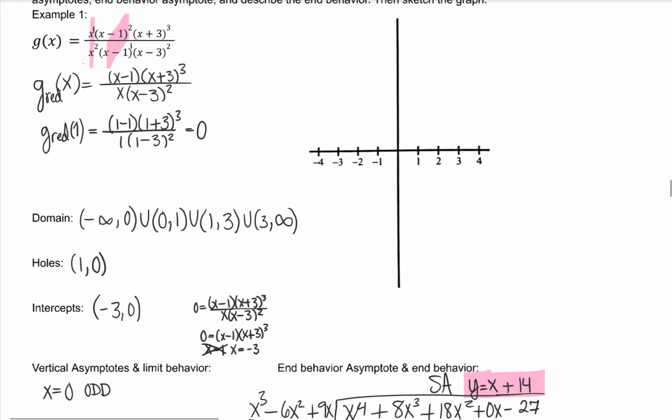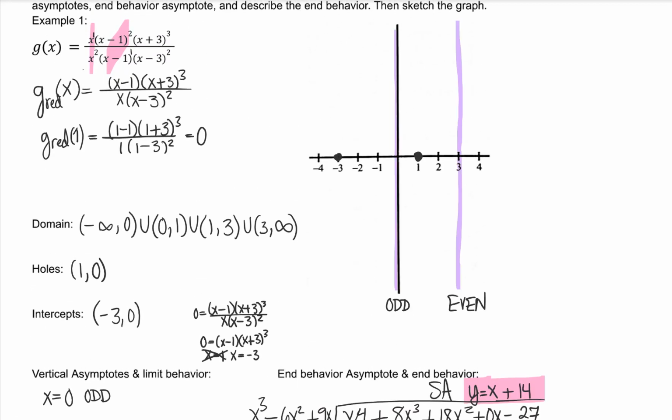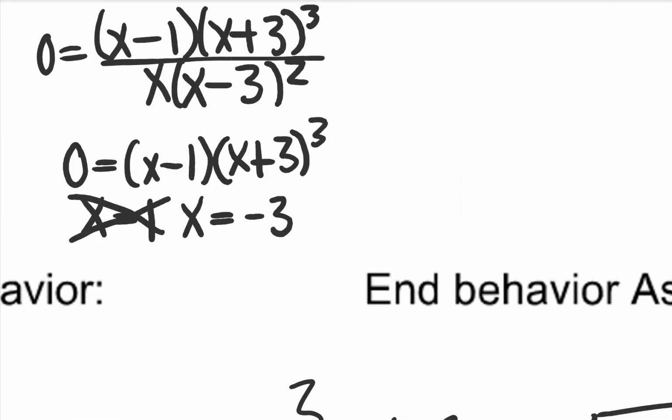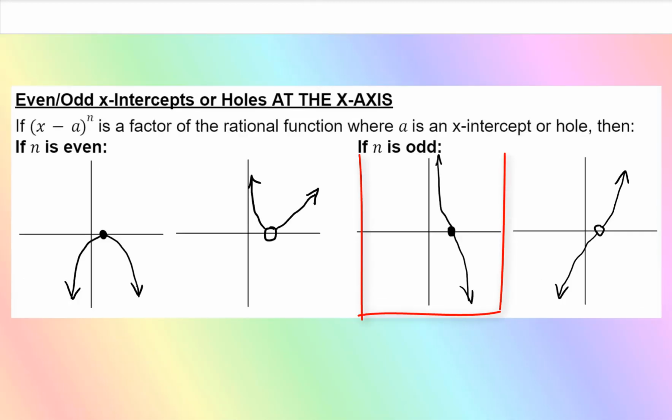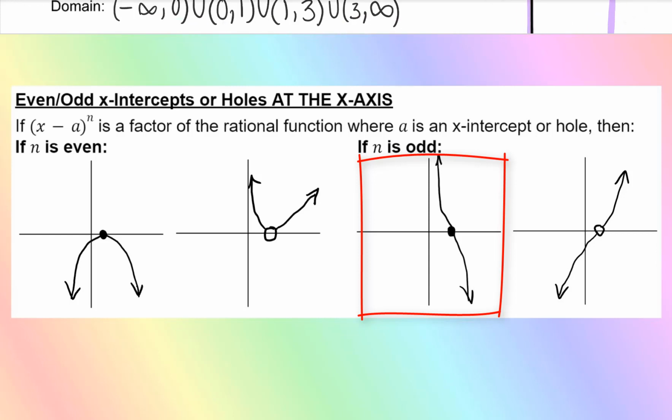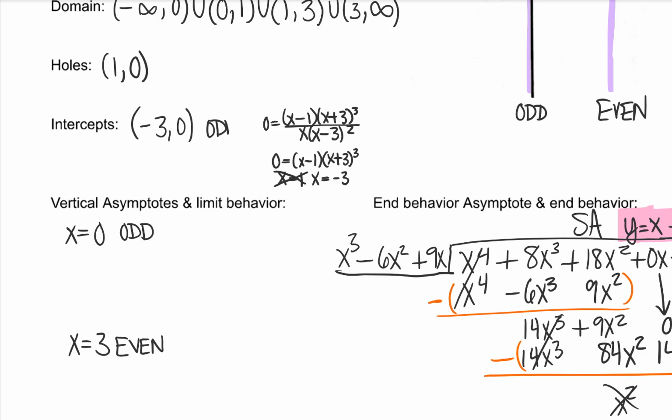I believe it's time to sketch the graph, so I'm going to start off with my vertical asymptotes at 0 and 3. Now, the intercept that we got was from this factor, x plus 3, and that is to the power of an odd number. So guess what? This is an odd x-intercept. What does that mean? That means the graph will cross the x-axis. It will not just touch, it will actually cross at -3, 0.